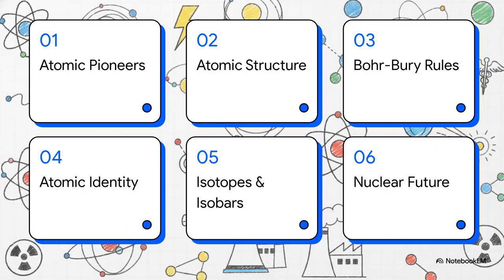Here's our roadmap for the journey today. First, remembering the atomic pioneers. Second, understanding the atomic structure. Then, applying the Bohr rules, analyzing atomic identity, evaluating isotopes and isobars, and finally, creating the nuclear future.